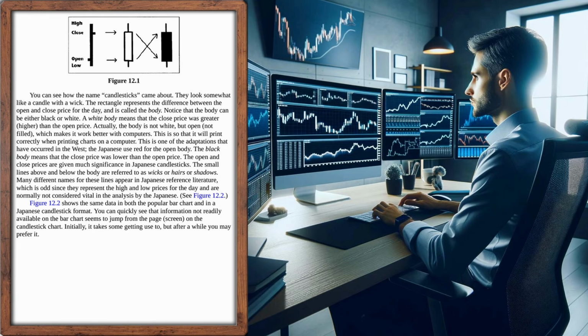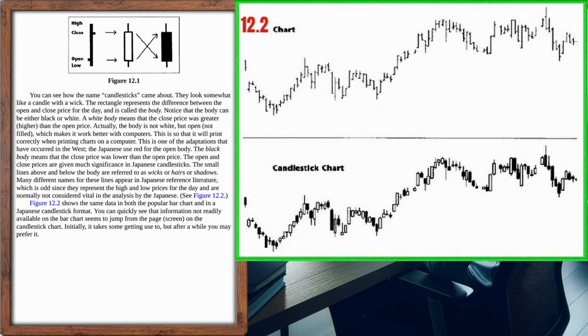The small lines above and below the body are referred to as wicks or hairs or shadows. Many different names for these lines appear in Japanese reference literature, which is odd since they represent the high and low prices for the day and are normally not considered vital in the analysis by the Japanese. See figure 12.2. Figure 12.2 shows the same data in both the popular bar chart and in a Japanese candlestick format. You can quickly see that information not readily available on the bar chart seems to jump from the page, screen, on the candlestick chart. Initially, it takes some getting used to, but after a while, you may prefer it.